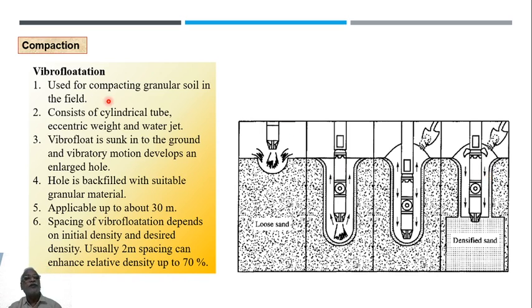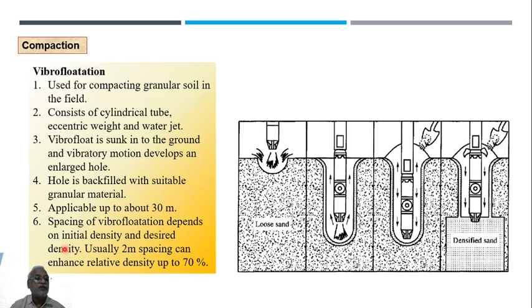The last one is called vibroflotation. It is used for compacting granular soils in the field. It consists of a cylindrical tube, an eccentric weight and a water jet. It is recommended for loose sand. The vibroflot is sunk into the ground, and the vibratory motion develops an enlarged hole. So there is a vibratory action as well as a jet. The hole is backfilled with suitable granular material, applicable up to about 30 meters.